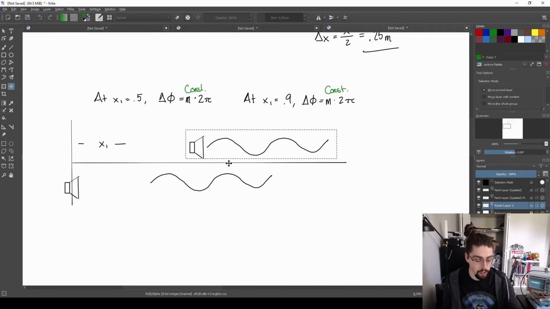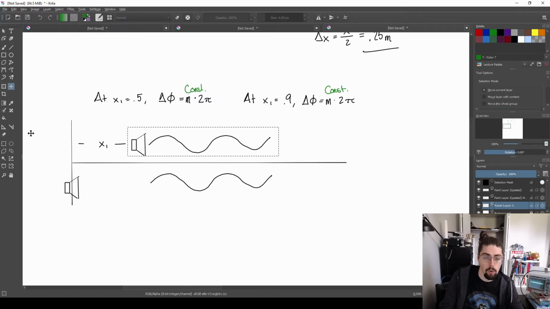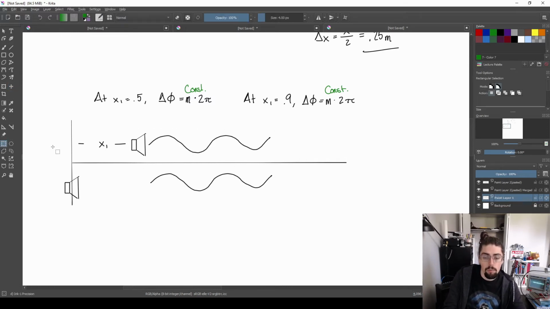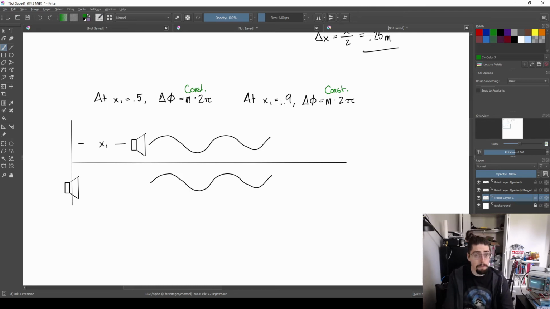Now, what about the condition? Let me imagine a scenario real fast. Let me move that back to where it was from before. If we didn't have this picture, if we only had these conditions, that we see constructive interference at 0.5 and we see constructive interference at 0.9, it could be true that the wavelength is only 0.2 meters. And why would that be?